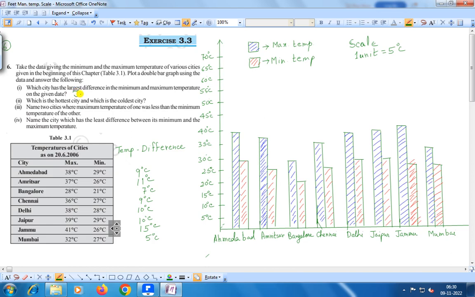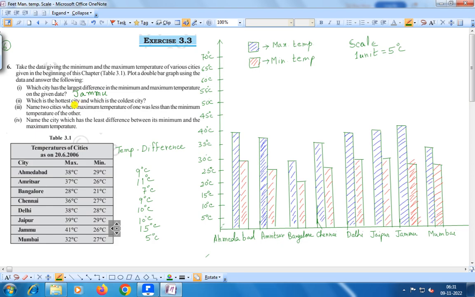Here you see, Jammu has the largest difference in temperature, and that is 15 degrees centigrade, right? The difference is 15 degrees centigrade. Here you can write: which city has the largest difference in minimum and maximum temperature on the given data? The answer is Jammu.